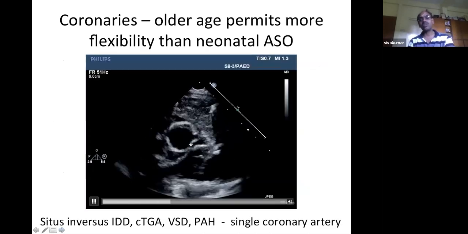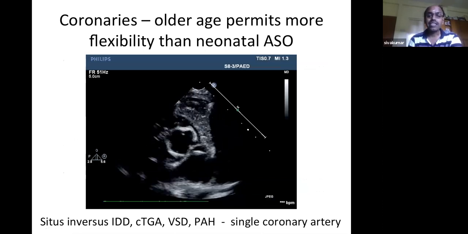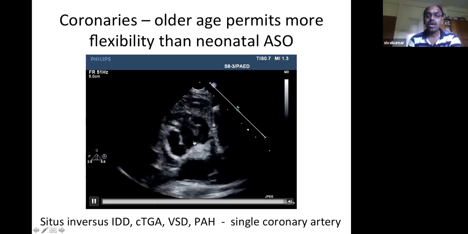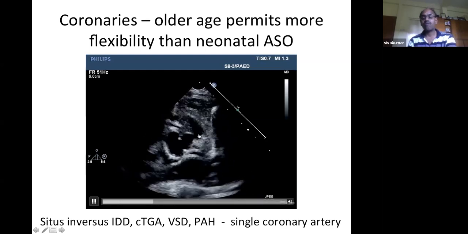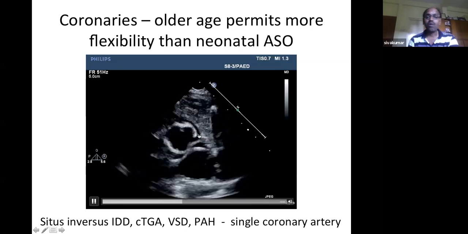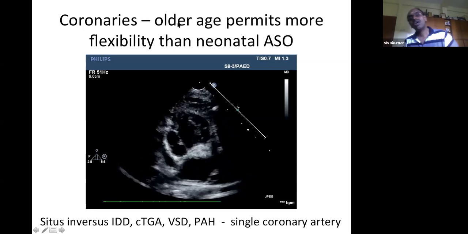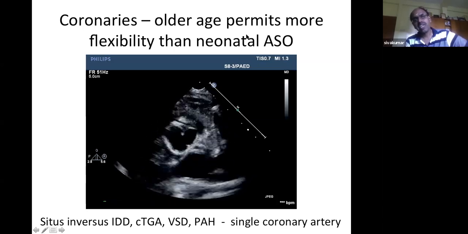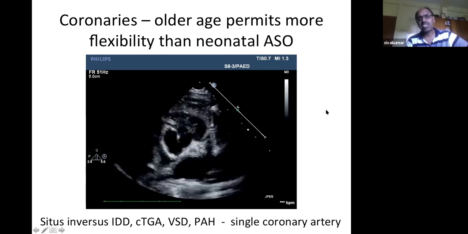Coronaries are important obviously in a double switch because we have to incorporate a coronary transfer. So this is an example of a single coronary artery. You can appreciate the coronary artery. All the coronaries are arising from a single button. Now, one of the advantages, even if it is a single coronary, is that double switch operations are performed at an older age, and so it gives far more flexibility to perform a coronary transfer in a grown-up patient far more easily than in a newborn.